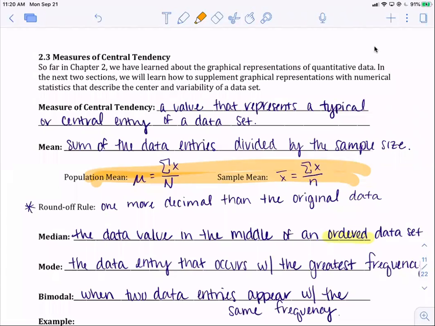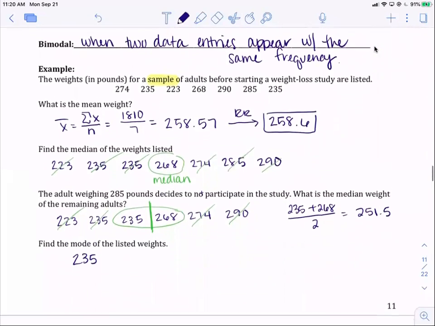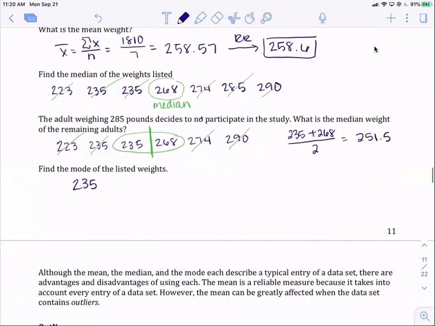Mean, median, mode, we've heard of those before. Bimodal just means we can have more than one mode. And then we did this example in the video. If you haven't watched it, go back and watch it.